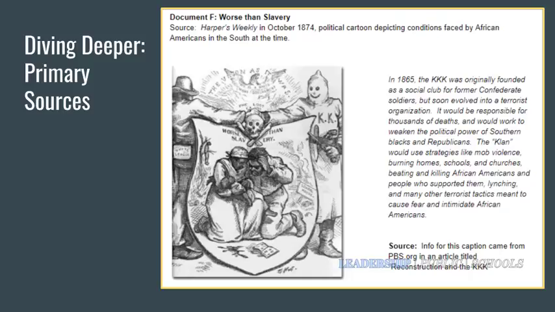The caption here reads, "In 1865, the KKK was originally founded as a social club for former Confederate soldiers, but it soon evolved into a terrorist organization. It would be responsible for thousands of deaths and would work to weaken the political power of Southern blacks and Republicans. The Klan would use strategies like mob violence, the burning of homes, schools, and churches, and beating and killing African Americans and any people who supported them, as well as lynching and other terrorist tactics meant to cause fear and to intimidate African Americans."